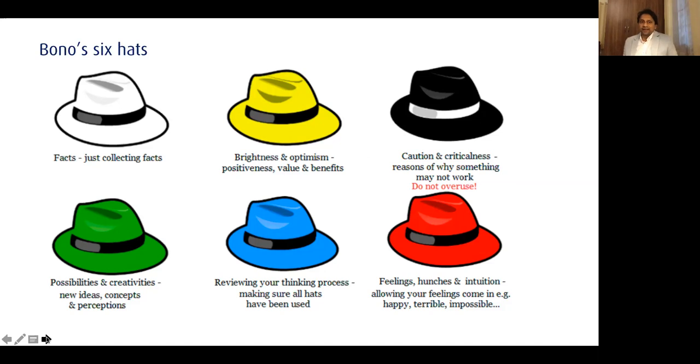So the first, white hat, is about collecting facts about the industry. What is the size? What is the market? What are the people willing to pay for it? All of that. The second hat is about positiveness. It's the yellow hat, which is about what are the benefits? What is the positiveness? What is the value that you're willing to create?